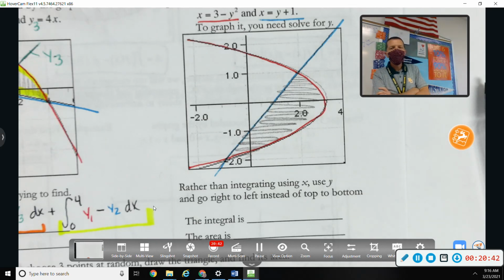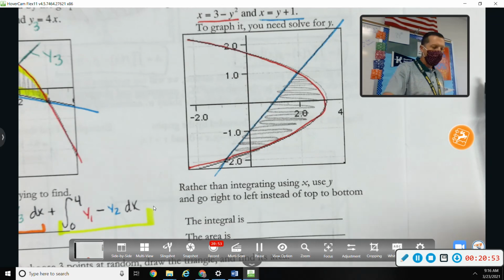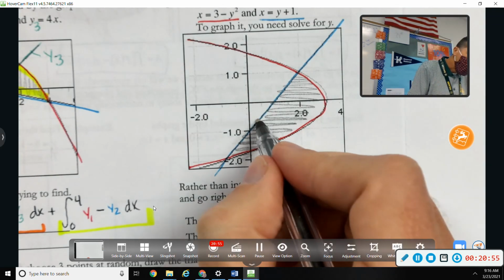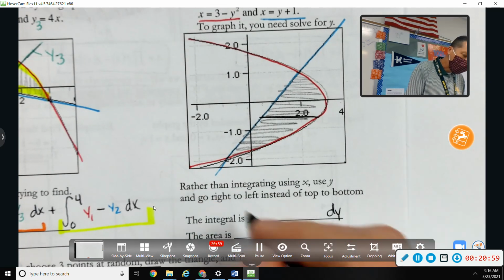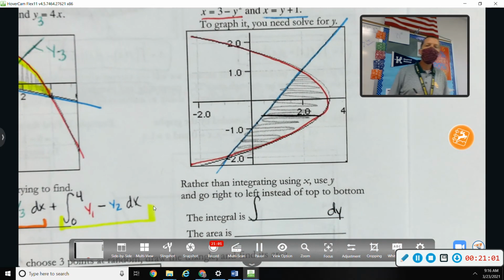Okay, this one is weird. This one always throws people off. Rather than integrating using x, so rather than having x slices, which is what we have been doing, now we want to take slices with y. So the width of that is dy. So all my variables are going to be y variables. My limits are going to be in y. My integral is going to be in y. Everything's in y.